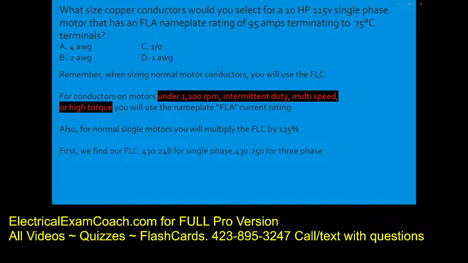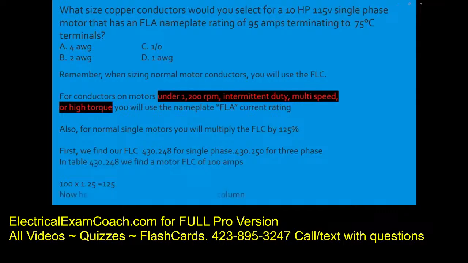First, we're going to find our FLC. In this case, it's single phase, so we're going to go to 430.248. Starting on the left-hand side, we're going to find our respective horsepower. Then we're going to come and tee off with our respective voltage. We're going to find that our FLC is 100 amps. Now we're going to take that 100 amps and multiply it by 125%. That's going to give us 125 amps.